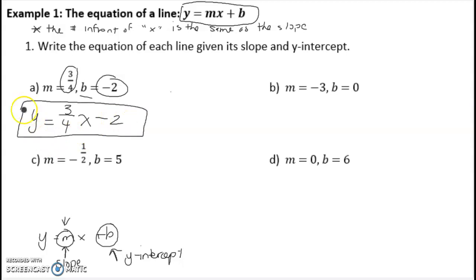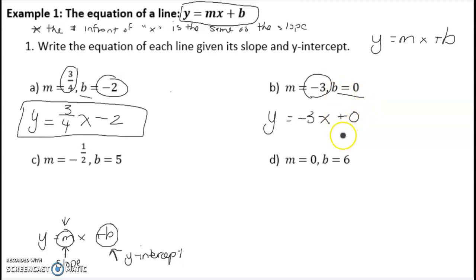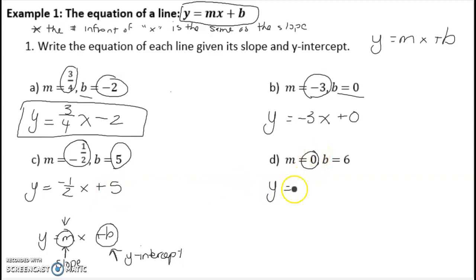These are pretty easy. Next one, b. So we have to put in the form y equals mx plus b. So y equals, my m in this case is -3, so it's -3x. And my b is 0, so plus 0. Next one, y equals, my m is -1/2, so -1/2 x. And then my b is +5. Last one, y equals, this one is 0x. My b is +6. There you go.